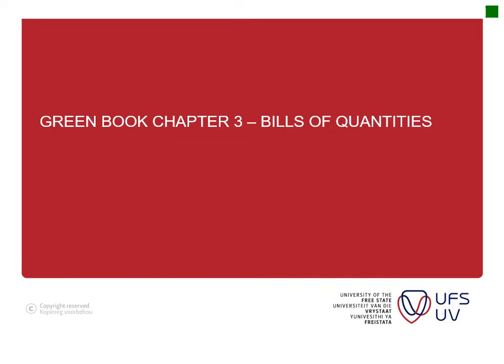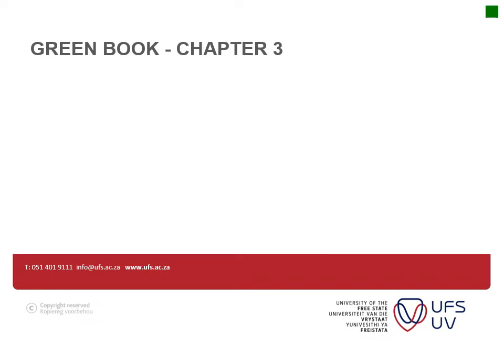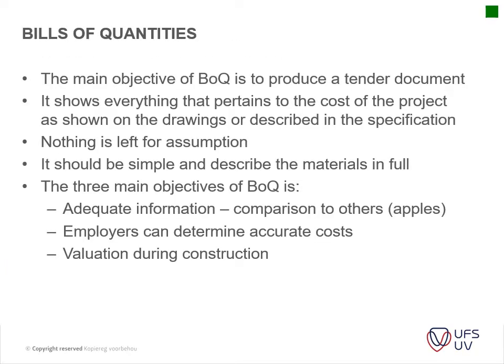It starts on page 13 of your green book, so you can open there if you want to. And then basically it starts with the explanation of what bills of quantities are. Okay, I've touched on that already in the past. So the main objective of the bills of quantities is to produce a tender document. Okay, so you will hear that I use bills in plural, bills of quantities, because a tender document or bill of quantities comprises a whole lot of different bills in different sections in the different trades.